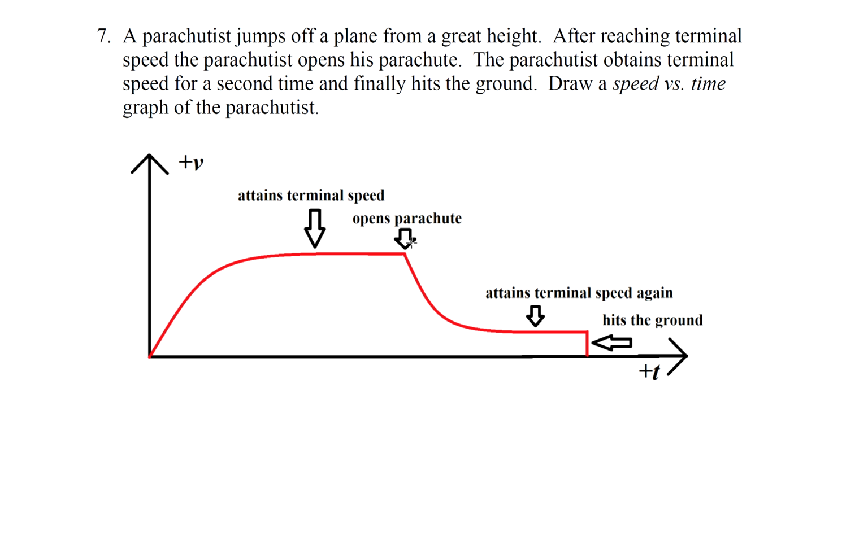So in the beginning, he starts from rest. As time increases, speed increases. When the speed is constant, that means force of friction up equals force of gravity down. Then he opens the parachute, the velocity quickly decreases. Then he gets terminal velocity again. And then boom, he hits the ground.